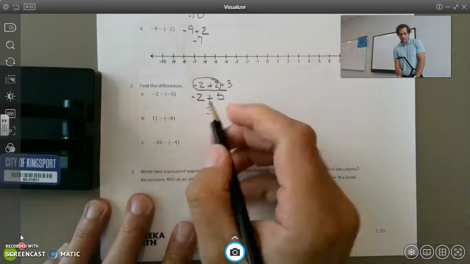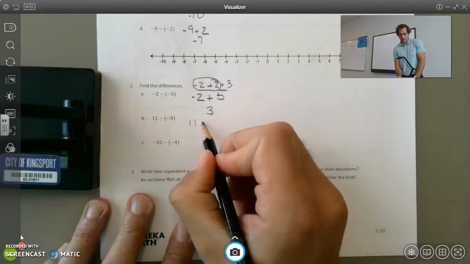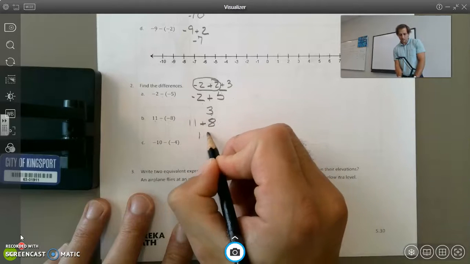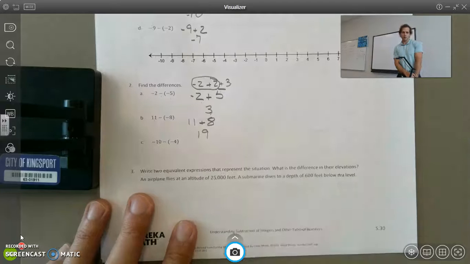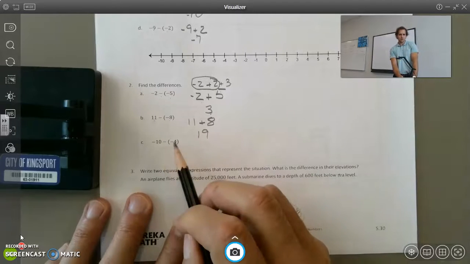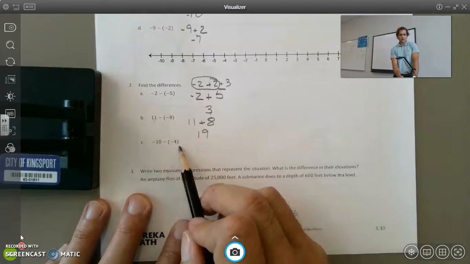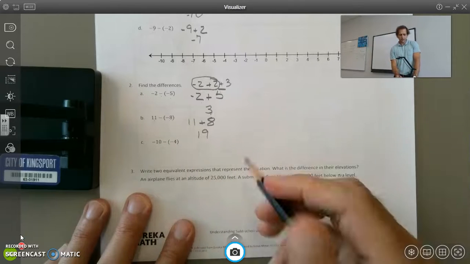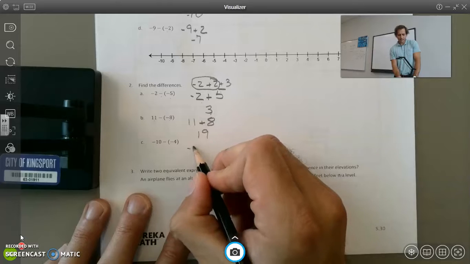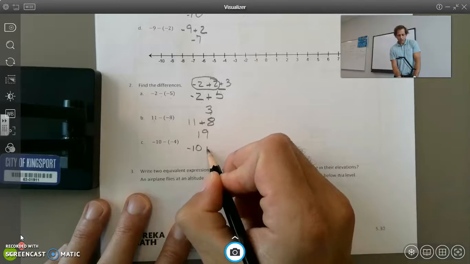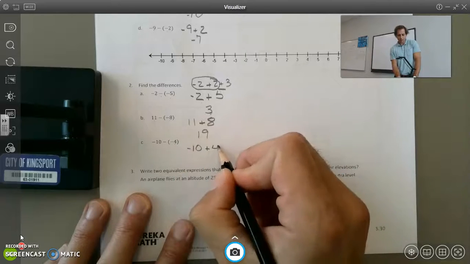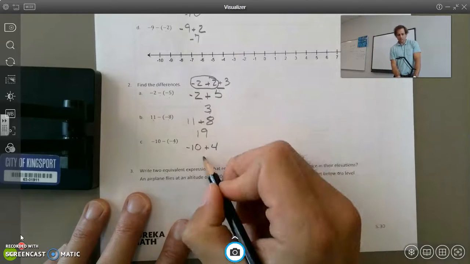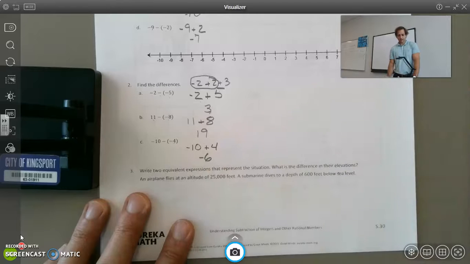11 minus negative 8. 11 plus the opposite of negative 8 is 8. That's going to be 19. All right, pause the video. Why don't you try on C? Why don't you try to rewrite that? Okay, did you rewrite this as negative 10 plus the opposite of negative 4, which is 4? Negative 10 plus 4 is negative 6.